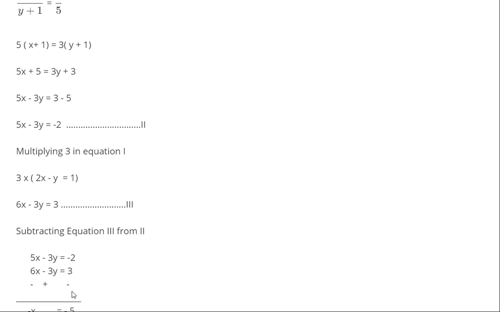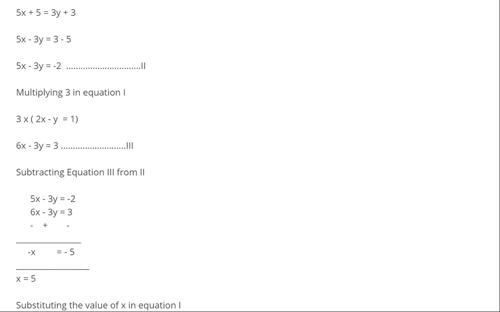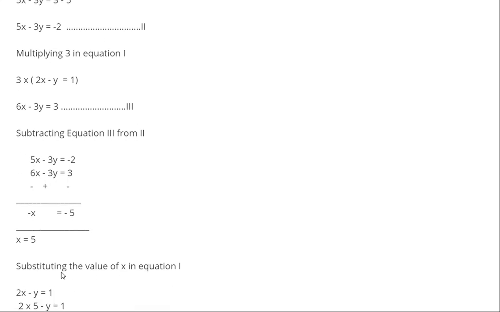Now we said subtraction, so we have to change the sign. If it's plus, it's going to become minus. If it's minus, it's going to become plus. So minus 6 plus 5 is minus x. And minus 3 minus 2 is minus 5. And this 3y will get cancelled. Minus and minus get cancelled, so the x value is equal to 5.